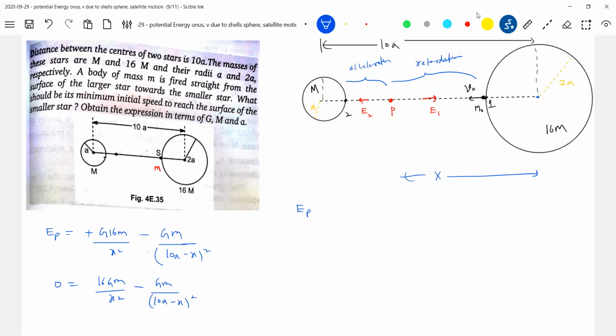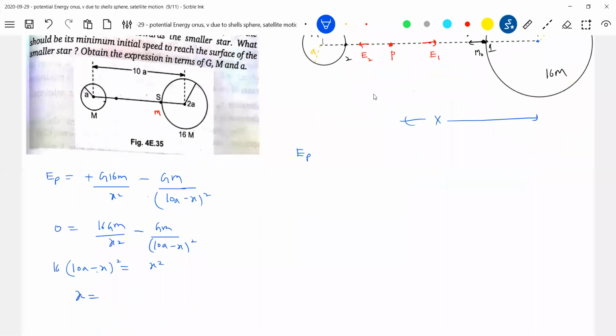I think the GM will get eliminated. It's all about solving for x. A quadratic equation will come. (10a minus x) whole squared equals 16 times x squared... so x equals 8, yes? Okay, fine. So x equals 8a.